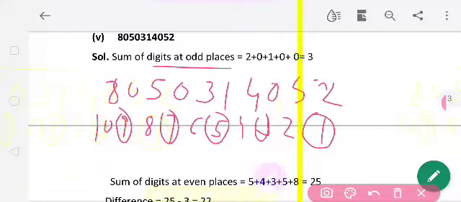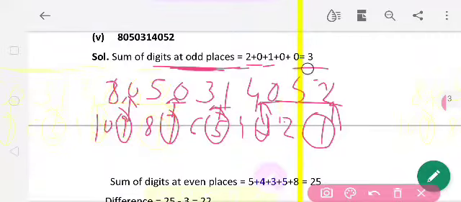At 1, which number is given? 2. So write here 2. At 3, 0. At 5, 1. So 0 and 1. At 7, 0, and at 9 also 0. So first add the digits at odd places. So 2, 0, 1, 0, 0, which is equal to 3.